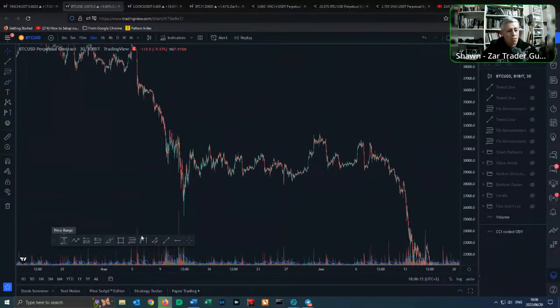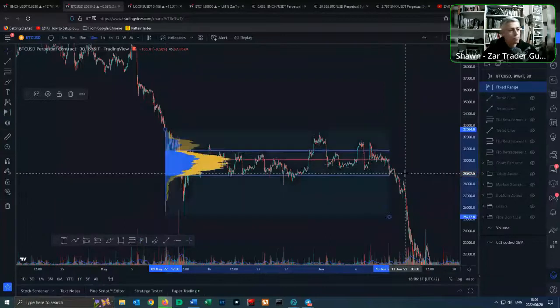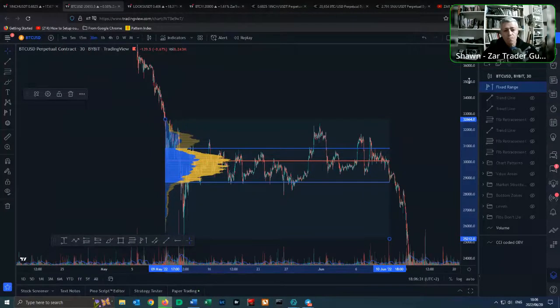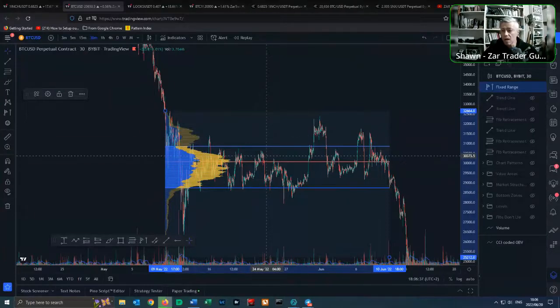So we go to fixed range and draw it from the start of the drop of the first candle right to the end, or where the range actually ends there. Okay, and as you can see, what it does, now instead of just you having a candle up and down, you can see where the volume is trading. So you can see there, I think if I remember correctly, the blue might be up volume, the yellow is down volume, could be the other way around.